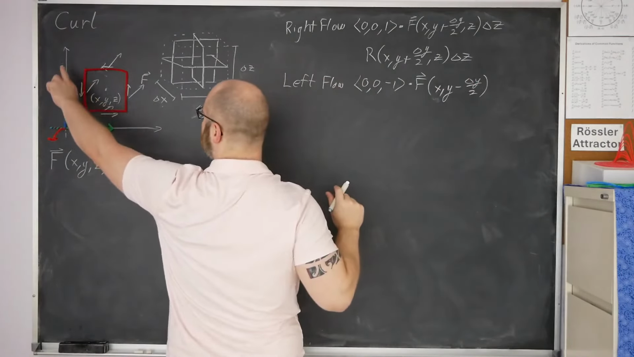Then simplify it: 0 times P plus 0 times Q plus negative 1 times R. So it's negative R of x, y minus delta y over 2, z, times delta z. All right, so now the top flow and the bottom flow.